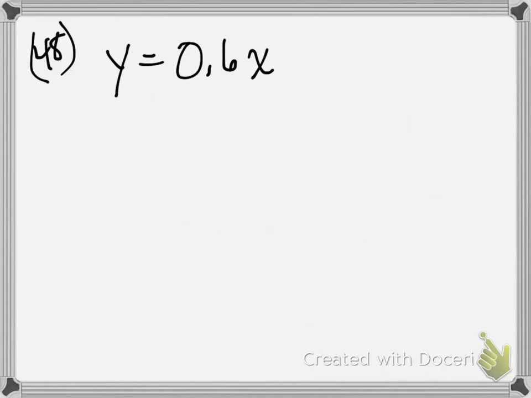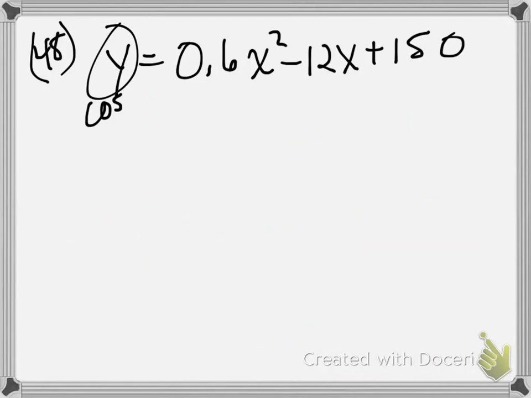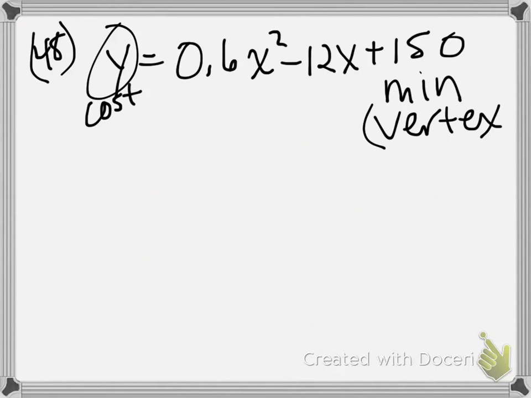Number 48, we have a baker with a wedding cake. Not this baker because she doesn't bake. But we have 0.6x squared minus 12x plus 150. And so they're telling us that y is the cost. So our cost is 0.6x squared minus 12x plus 150. So what's the minimum cost? Well, anytime you see minimums or maximums, it's always the vertex of the quadratic.